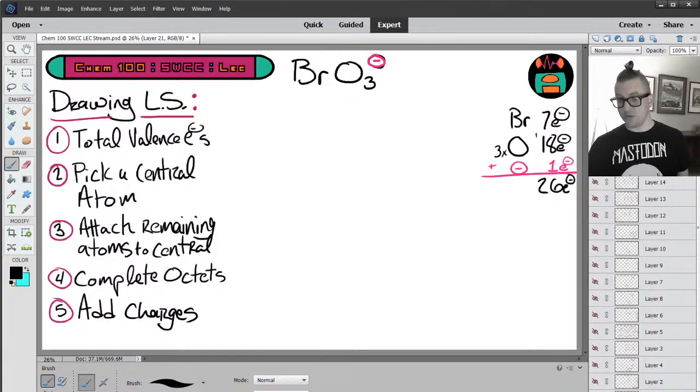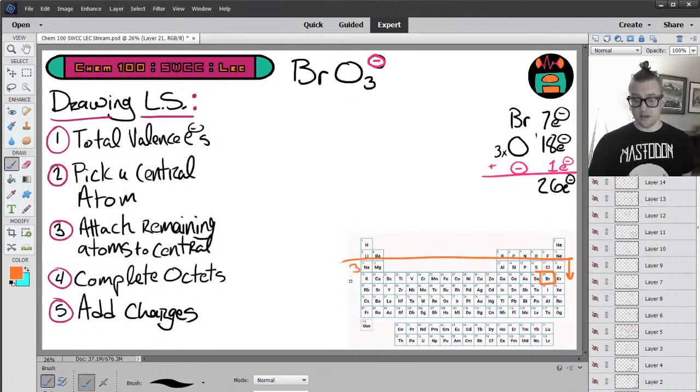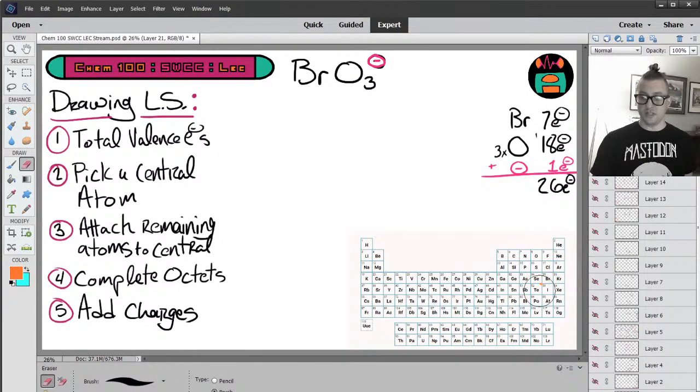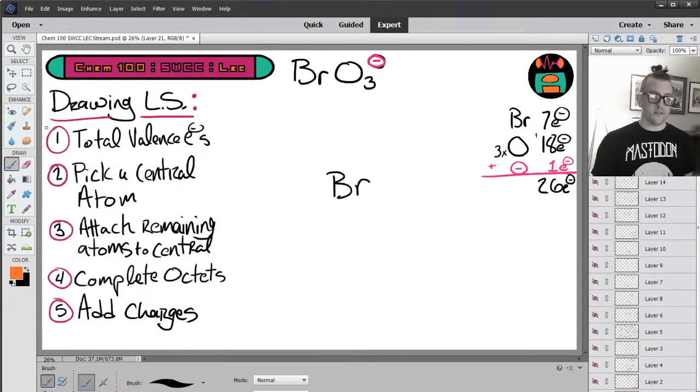Now we have to select a central atom. Third period is here. Everything below this can break the octet rule. Bromine is below the third period, right, which starts here. So we are going to select bromine as our central atom. Keeping track of our steps here, we've totaled our valence, we've picked our central.